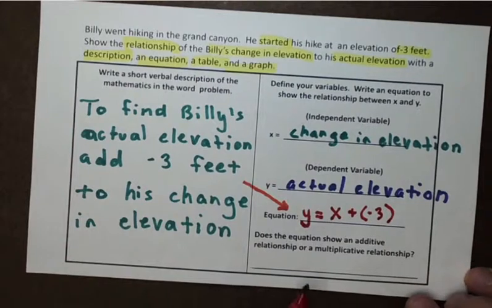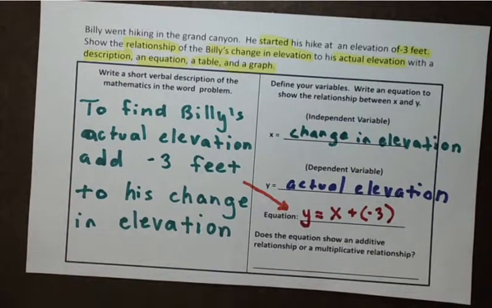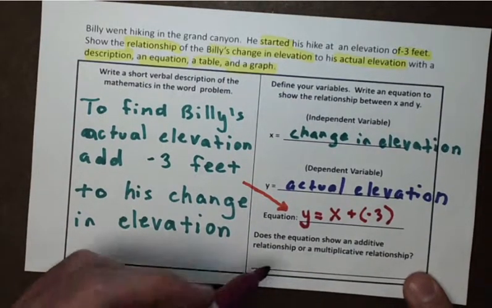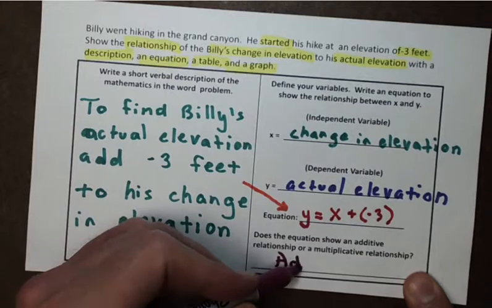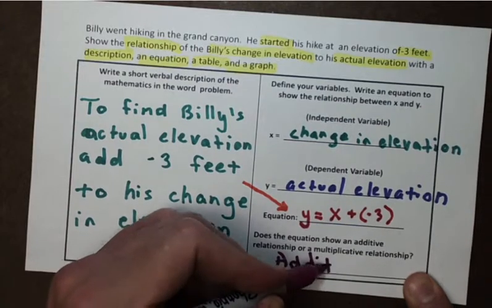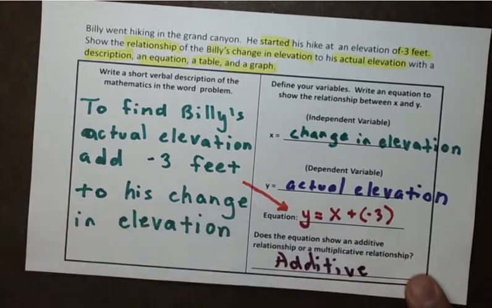Right here it says, is this relationship multiplicative or additive? Well, right here we have an addition sign. So this one is kind of straightforward. Obviously it's going to be additive. There you go.